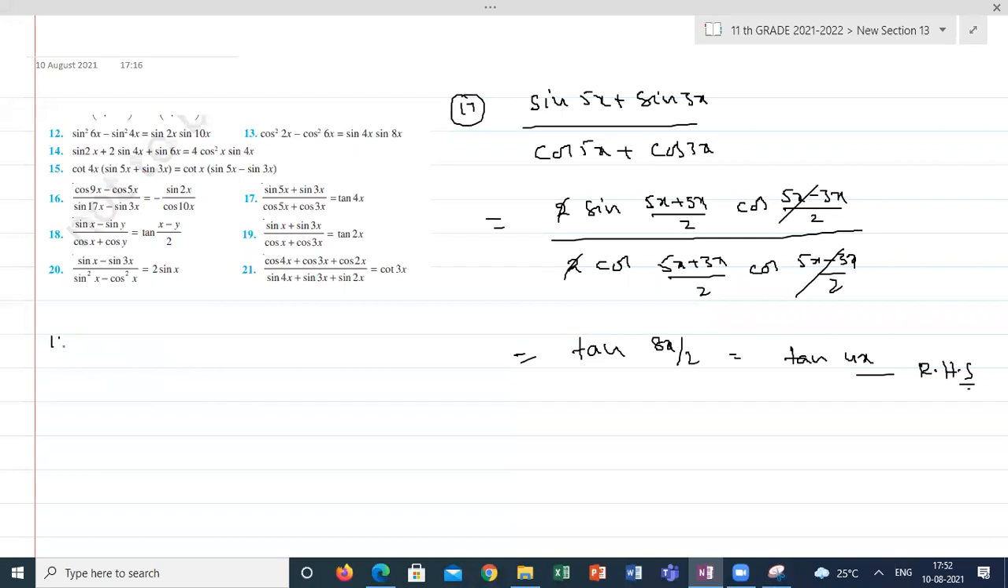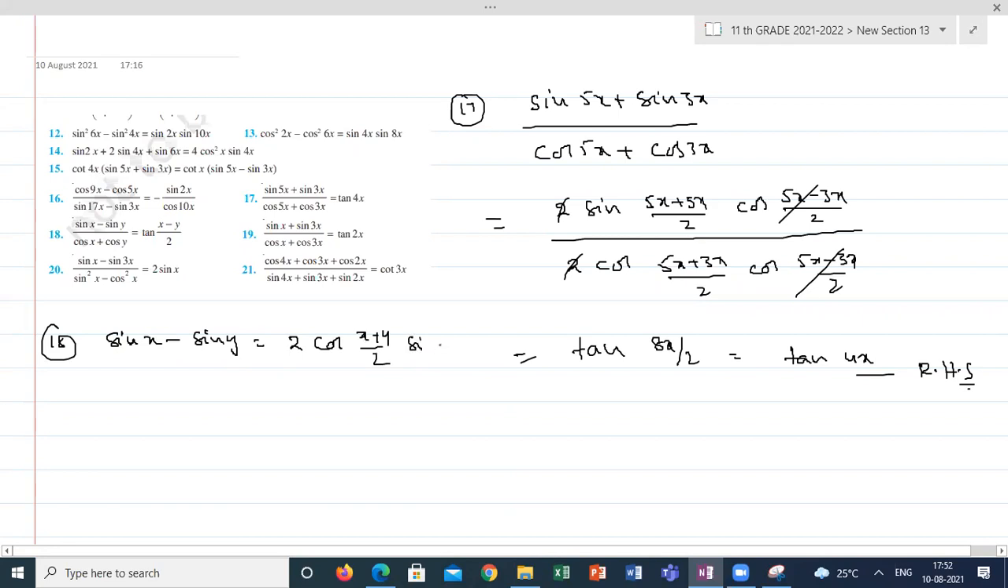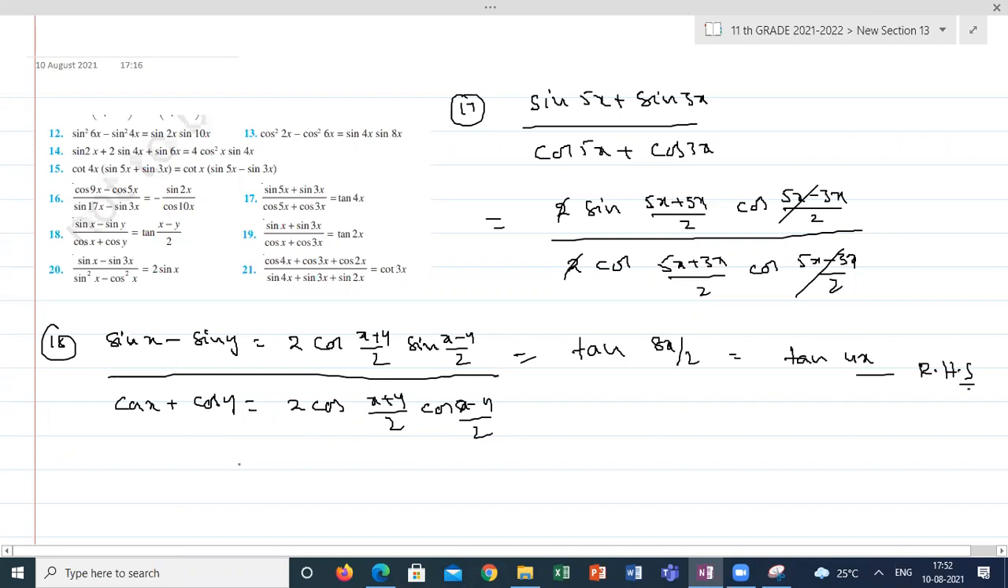The 18th question. Yes, sir. Same. Sin x minus sin y, which is sin C minus sin D, gives 2 cos((x+y)/2) sin((x−y)/2). Cos x plus cos y, which is cos C plus cos D, gives 2 cos((C+D)/2) cos((C−D)/2). I'm taking the ratio. The 2 cancels, and cos((x+y)/2) cancels.